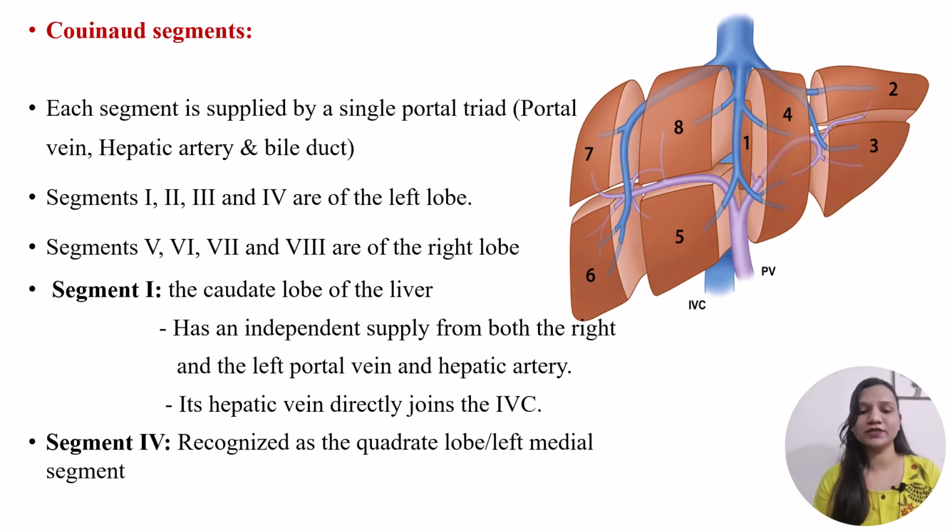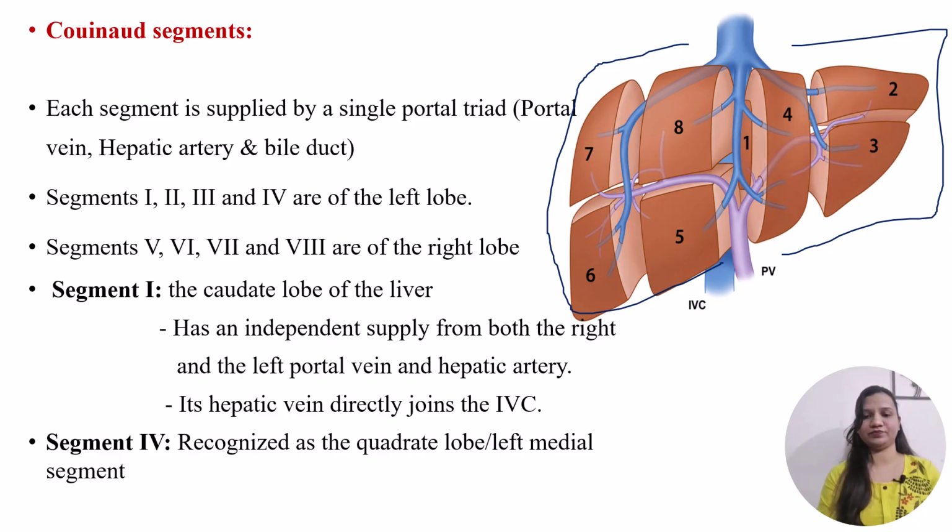Now, the Couinaud segments. We have seen that the right and the left lobe are divided into two segments each: right anterior and right posterior, left lateral and left medial. Now, all these segments are again divided into two parts. So in all we get the 8 segments, 4 on the right and 4 on the left, as you can appreciate here in this picture.